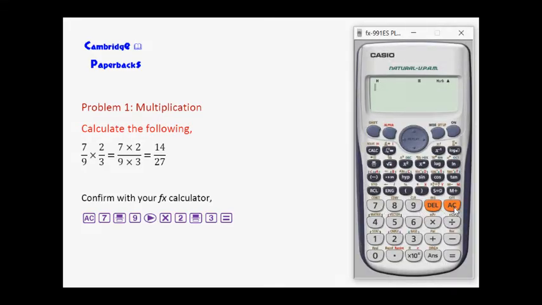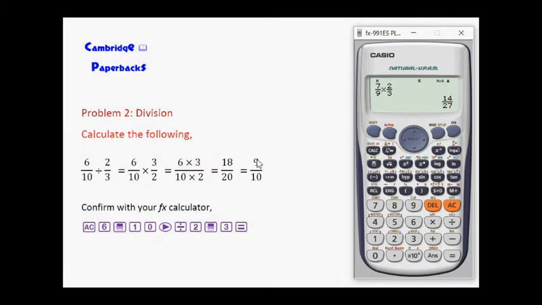So clear the display, so we have 7 fraction 9 cursor, multiply by 2 fraction 3 equals. And as you can see, the display shows 14/27, which corresponds to the number that we've calculated.